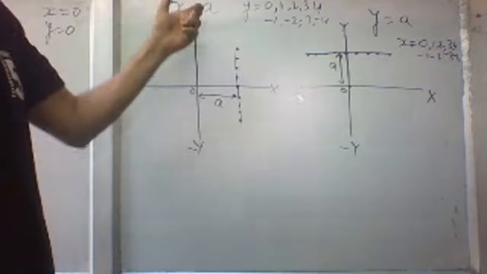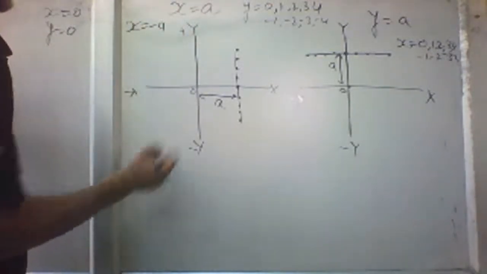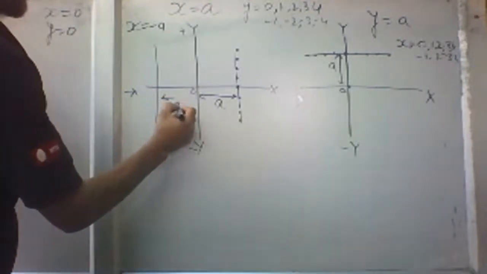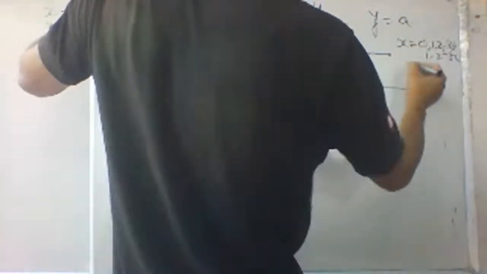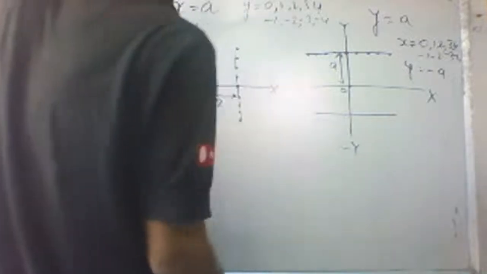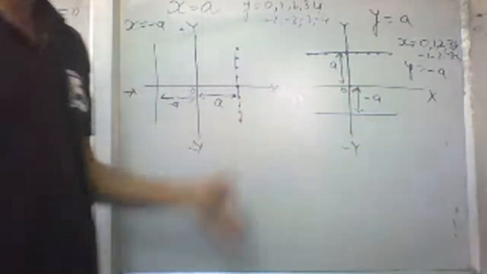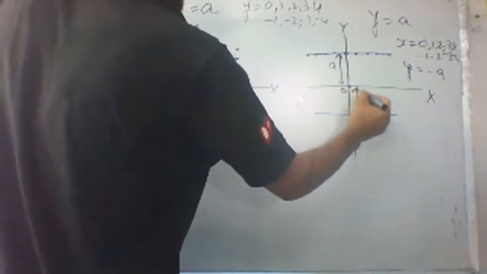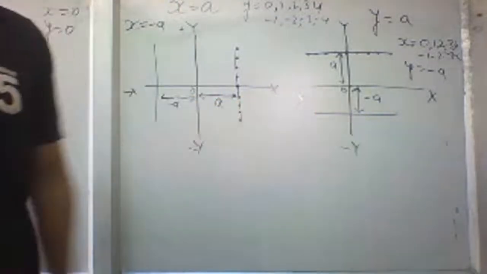But if x is equal to -a, the graph will be on this side. This is a distance called -a. And if y is equal to -a over here, then the graph will be like this. This is the -a on the y-axis. So somewhere like this it will be formed.